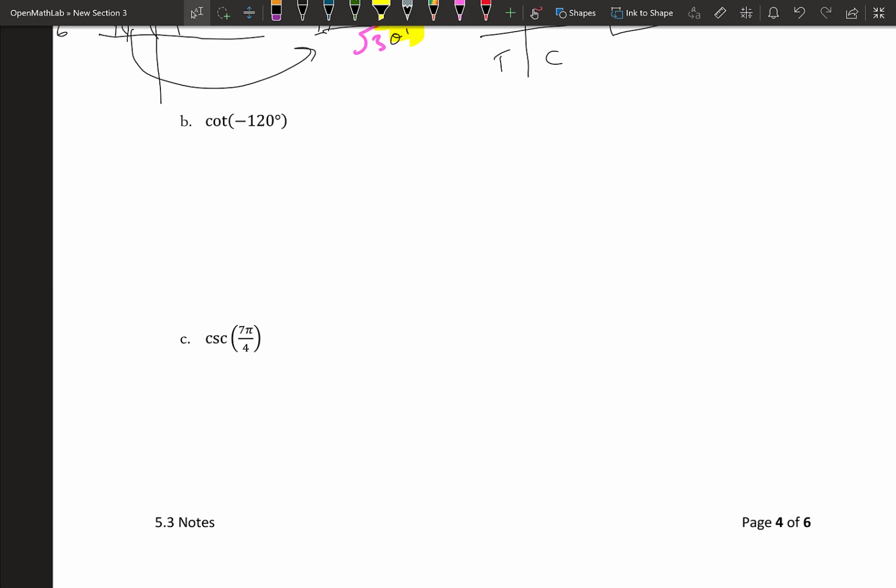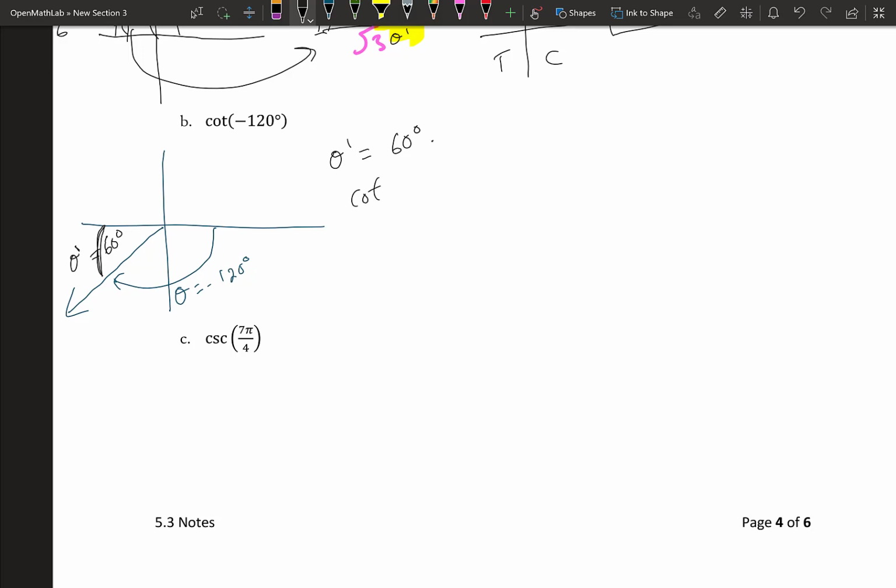So cotangent of negative 120 degrees. If we draw this setup, negative 120 is going to be here. We're going this way. So this part would be my reference angle. Thinking about this, 180 makes a straight line. We went 120 degrees, so what's left would be 60 degrees. So theta prime, the reference angle, is 60 degrees.